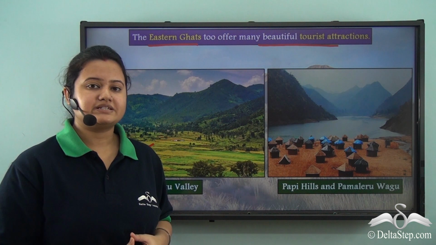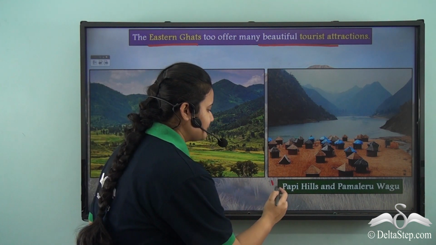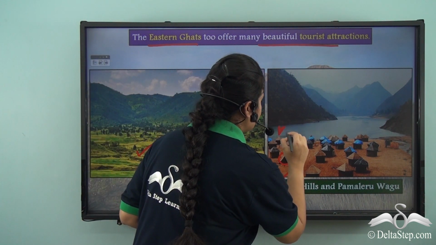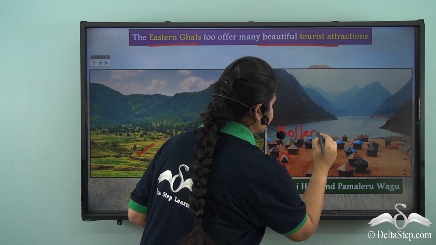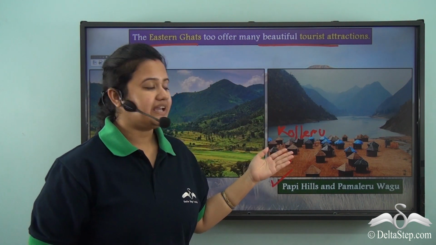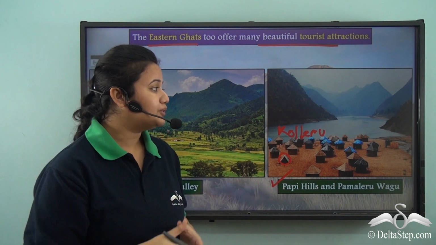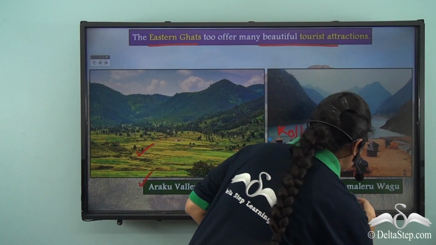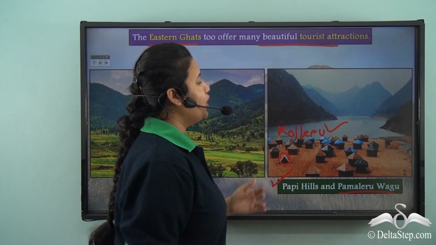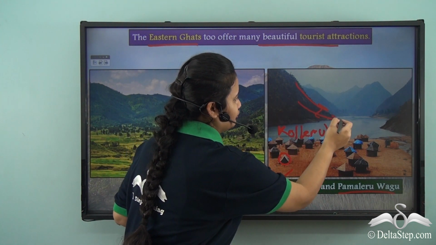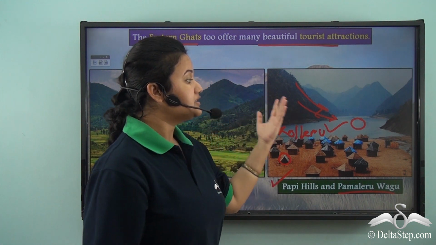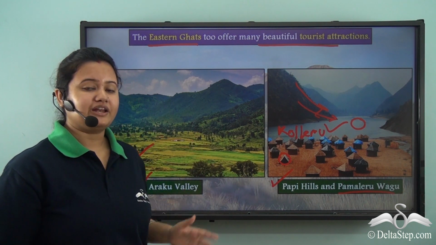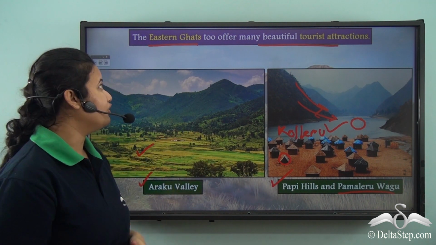Another popular tourist destination of Eastern Ghats is Papi Hills. Papi Hills are famous for huts which are known as Koleru. You can reside in these small huts and enjoy the beautiful nature. This place is also famous for a lake called Pamaleru Vagu. Here, water trickles down the slopes of hills and accumulates at the lake. Many tourists enjoy a wonderful bath here. So, Papi Hills and Araku Valley are famous tourist destinations of Eastern Ghats.